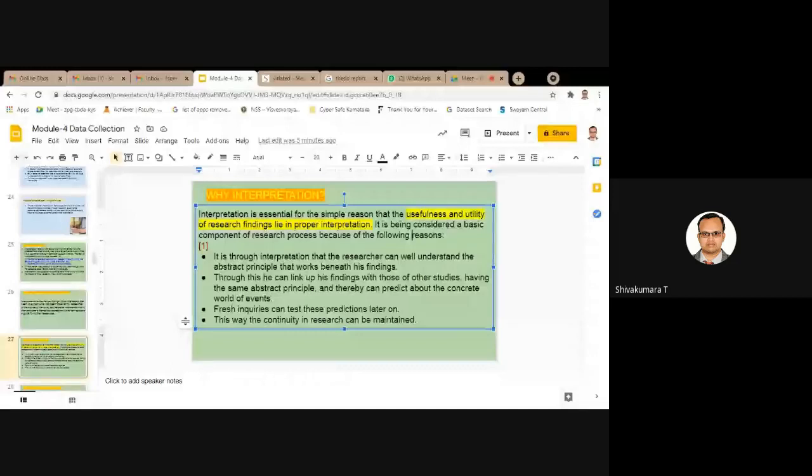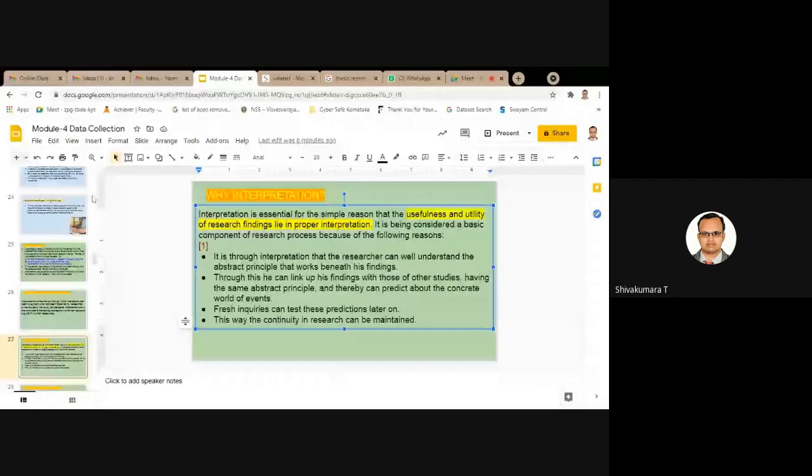In this way, the continuity in research can be maintained. So research is not just a one-time process; it is a lifetime process for an individual or the group or the organizations. So if you are living the research, it means the research won't stop anywhere. It still continues from the next generations, right?